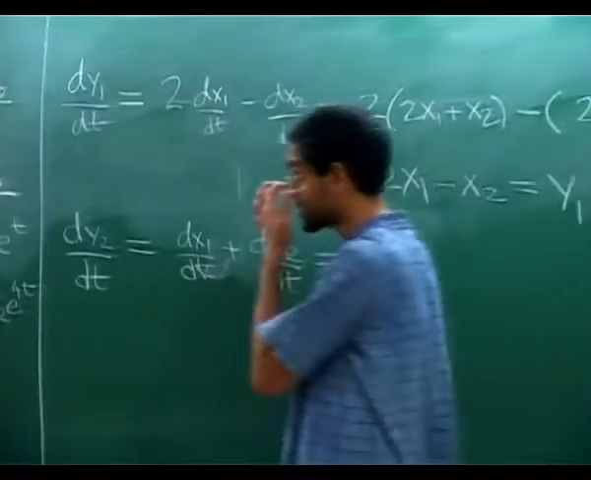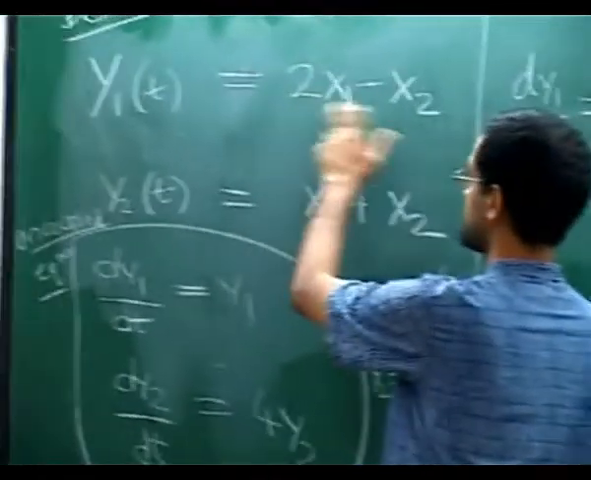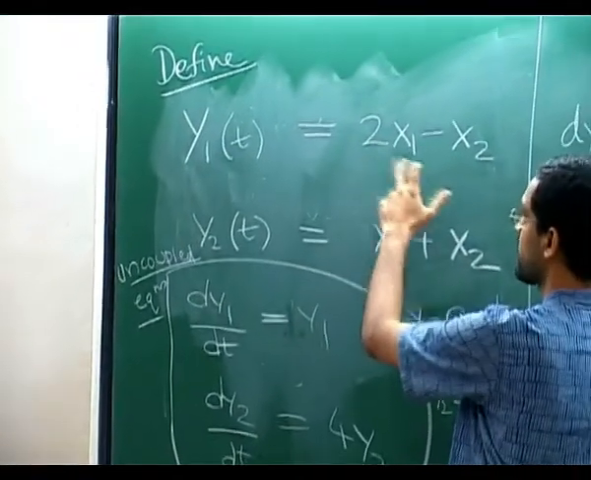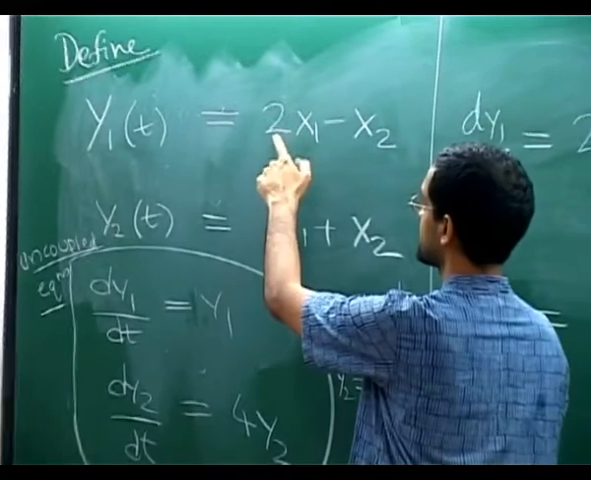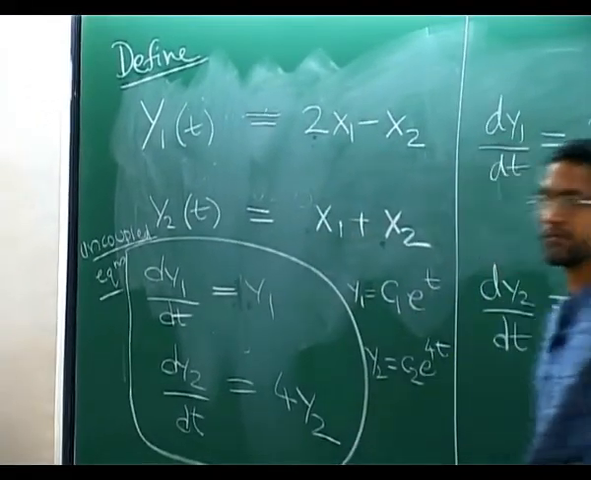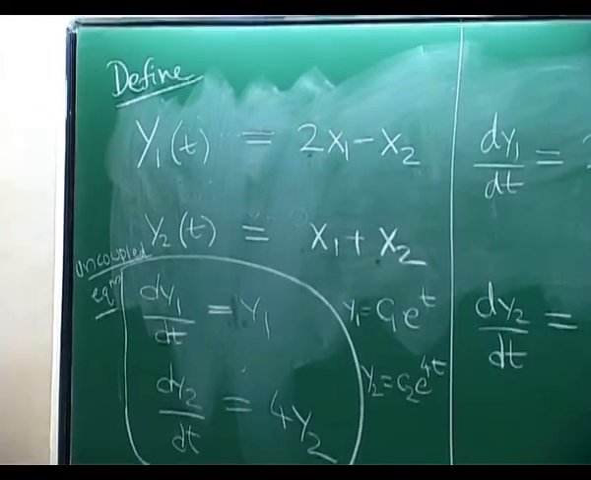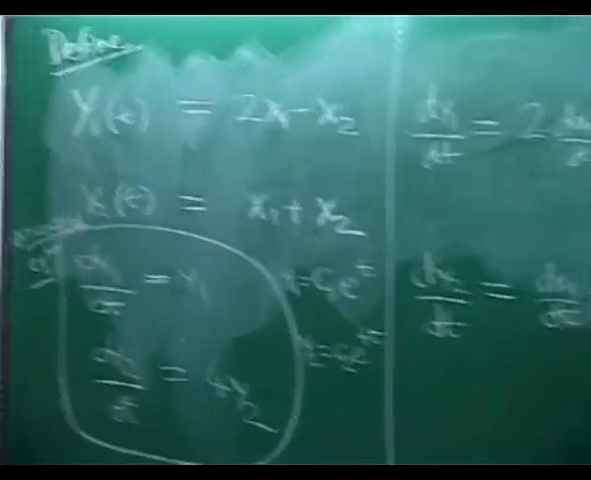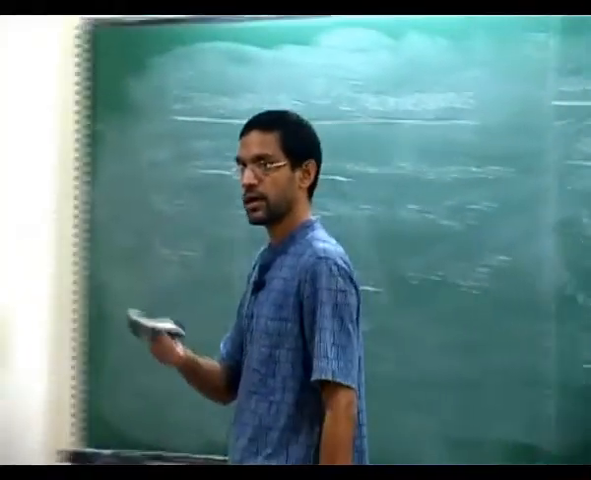So how did I choose y1 and y2? It will turn out that these coefficients 2, -1, 1, 1 are also related to the eigenvectors corresponding to those eigenvalues. I will explain this in just a minute. So let us see how we guessed y1 and y2.